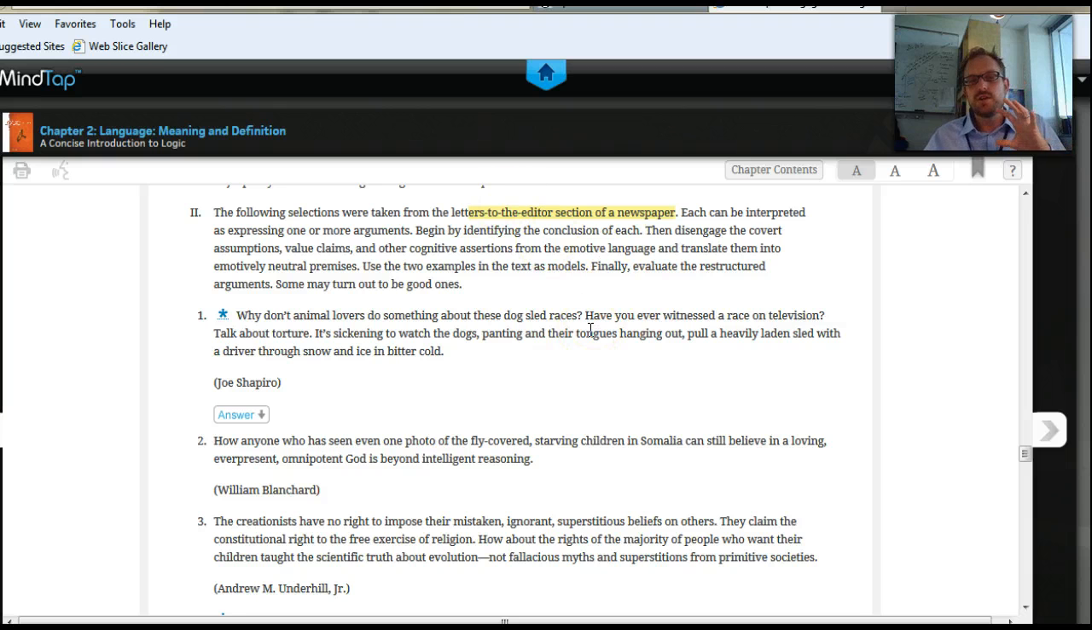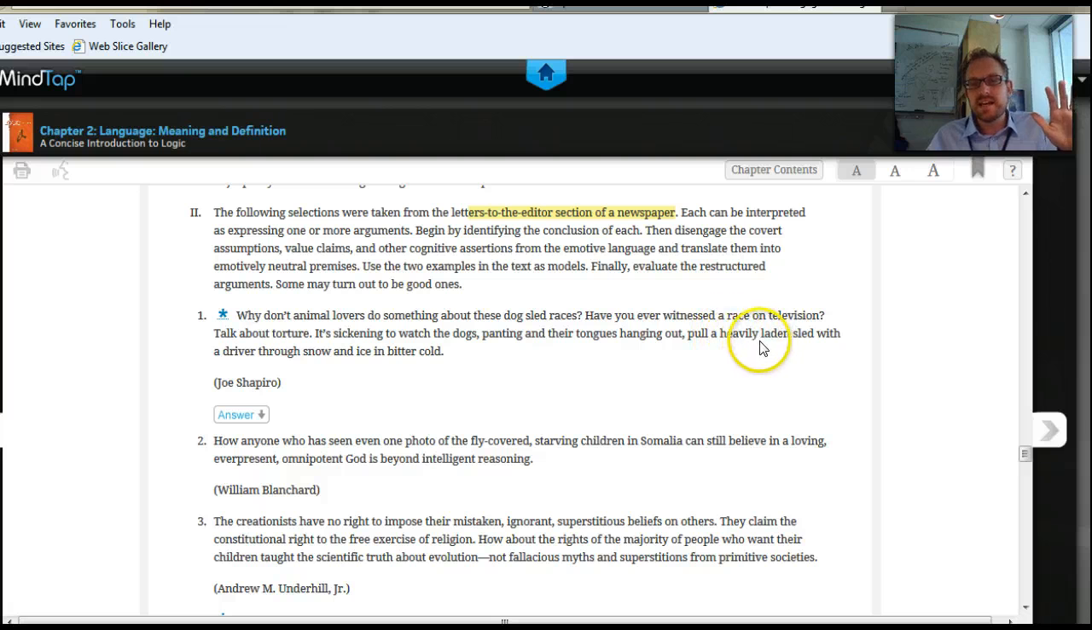You can see here it starts off with questions, and then talks about torture. Have you ever witnessed one on television? It's sickening to watch. So the sickening here, clearly this is all emotive language. That's an emotive term that's getting used right here. Well, torture, it could be. This actually could be part of the argument. Let's see.